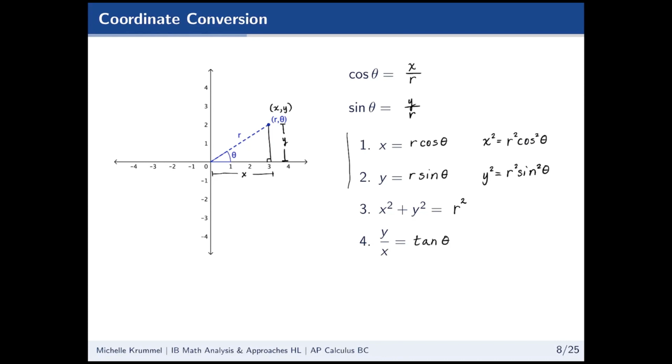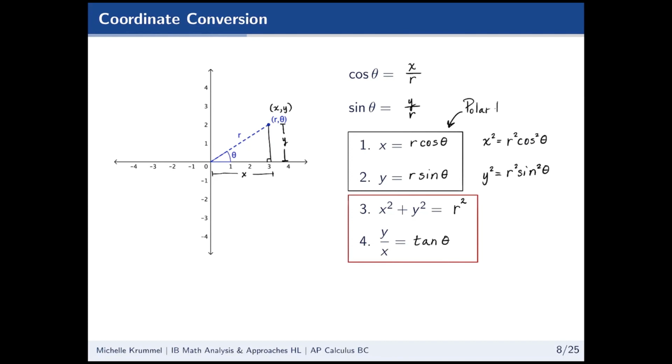Now these first two equations are going to help us convert from polar coordinates to rectangular coordinates, or Cartesian coordinates. And the second pair of equations are going to help us convert our rectangular coordinates into polar coordinates. So again, these two equations help us go from polar to rectangular, and these two equations from rectangular to polar.